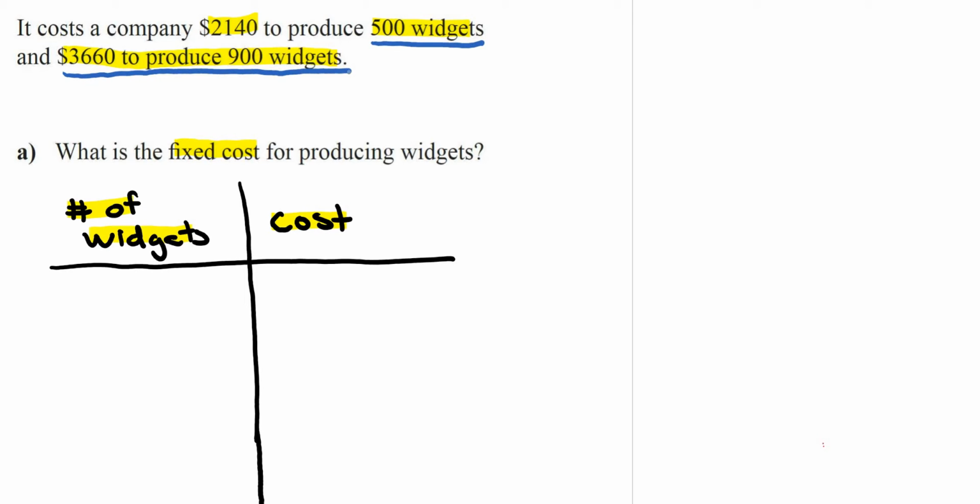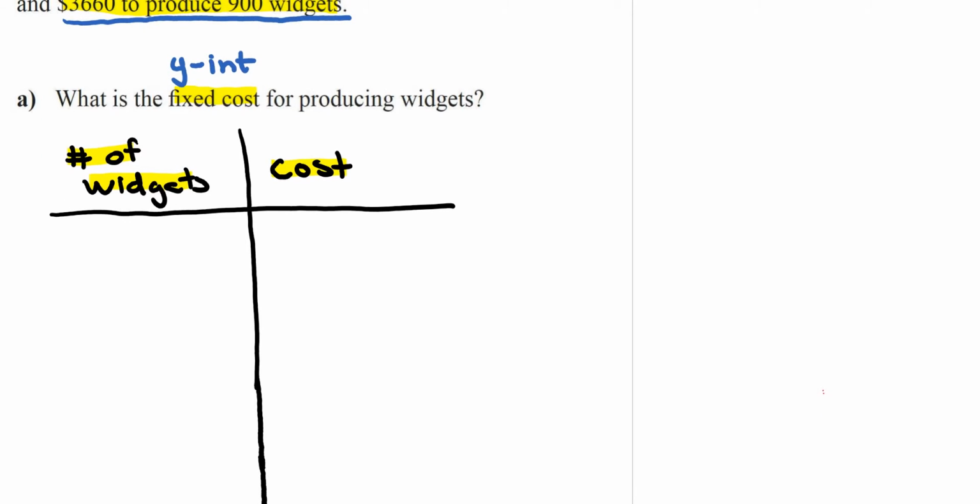For question 15a, I need to find the fixed cost for producing widgets, and fixed cost is really the y-intercept, right? So basically for the y-intercept, that means if you have 0 widgets, what is the cost? All right, so that's the plan for part A.